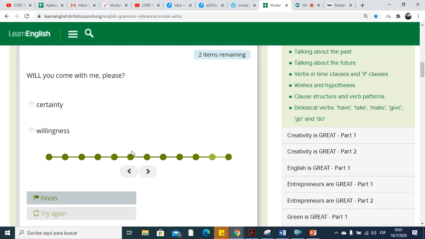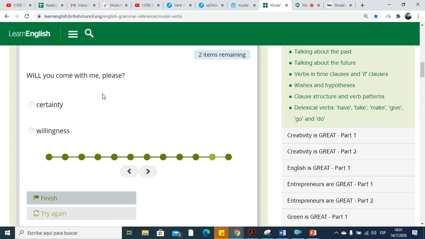Will you come with me, please? Pressy, willingness or certainty? Willingness. What is the meaning of willingness? Yes, willingness means voluntad.